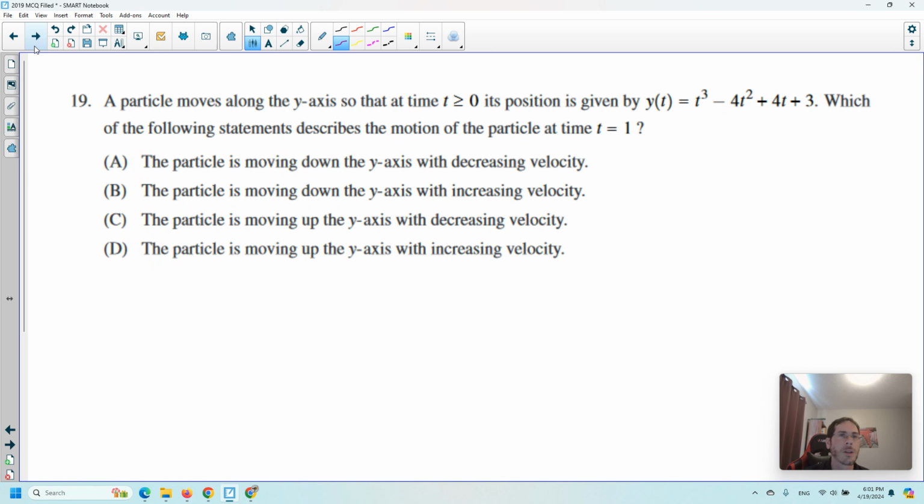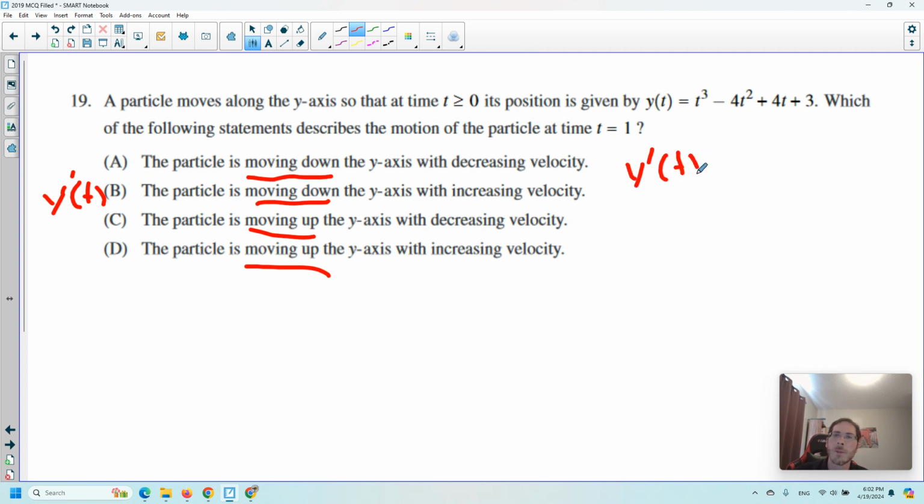All right, particle moves along the y-axis. Time t equals 0, we've got the position. Which of the following statements describes the motion of the particle at time t equals 1? All right. So let's see, moving up or moving down, decreasing velocity, increasing velocity. So first thing over here, moving down versus moving up. This is going to be the derivative. So that's going to be y prime. So let's go for that right now.